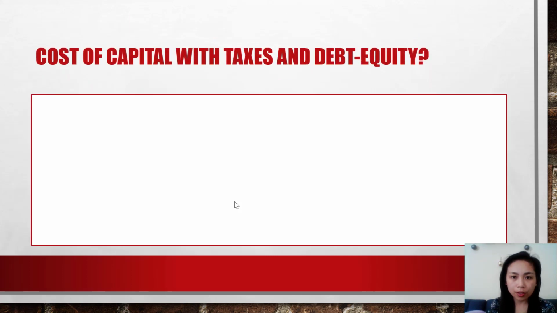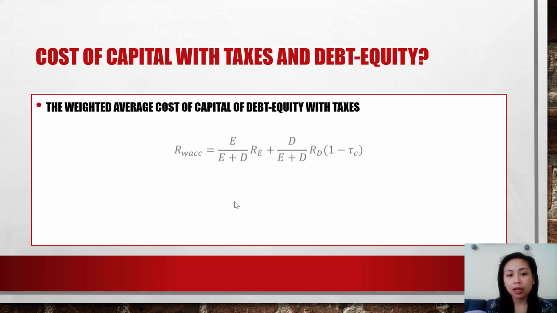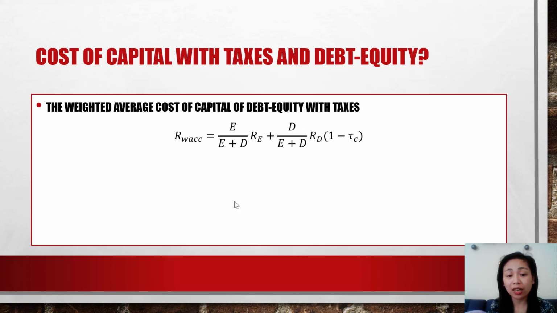Now we will consider the cost of capital for debt and equity when taxes get involved. The weighted average cost of capital of debt and equity with taxes is notated as RWACC. WACC is weighted average cost of capital, and this cost is the weighted mean between the cost of capital for equity and for debt with taxes involved.